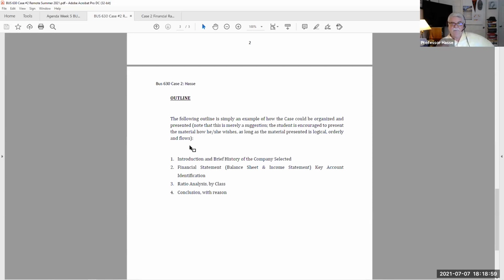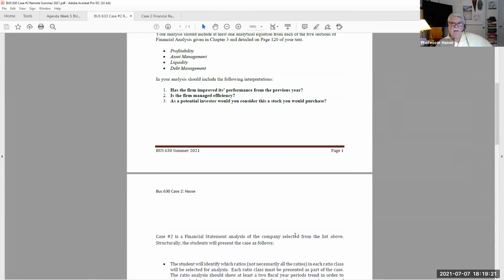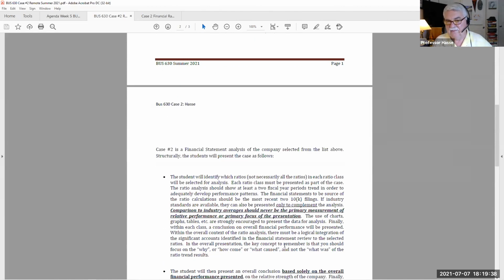So it's a PowerPoint presentation of, first of all, what's my company? Here's a history of this company. Here's its financial data for the last two fiscal years. Here's the ratio analysis of this company. I estimate in my conclusion whether the firm has been improving its performance, or has the performance declined over the last two years? Is, in your opinion, this firm managed efficiently? And would you recommend to buy, sell, hold this stock?